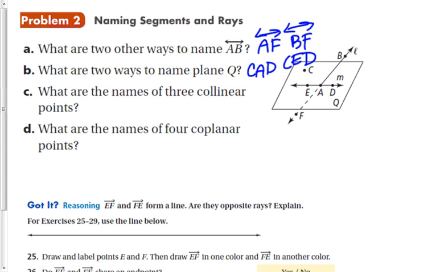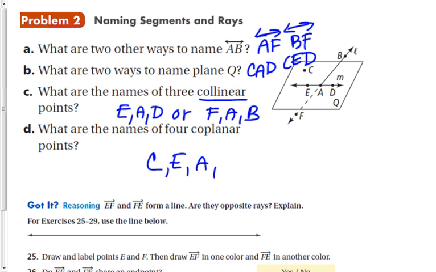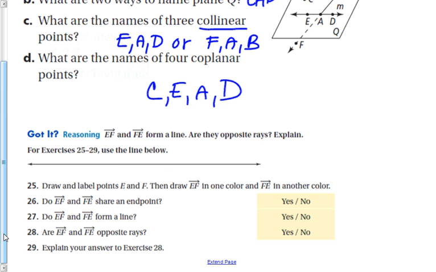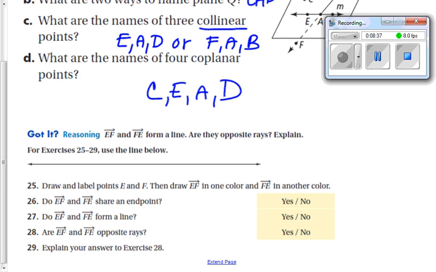What are the names of 3 collinear points? Collinear means that they're all on the same line. So that can be E, A, and D, or maybe F, A, and B. What are the names of 4 coplanar points? That means all on the same plane. That could be like C, E, A, and B. They're all on the same plane. All right, I'll let you try these. Check back.